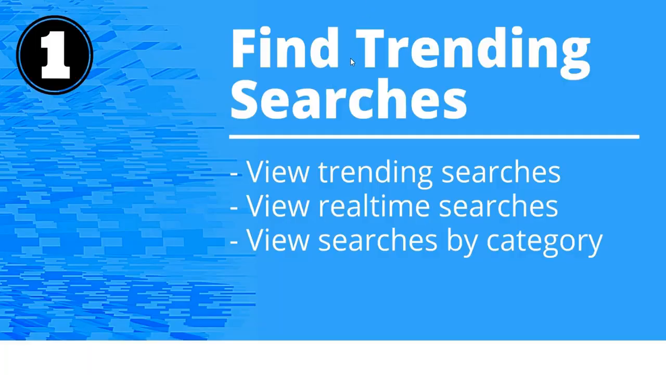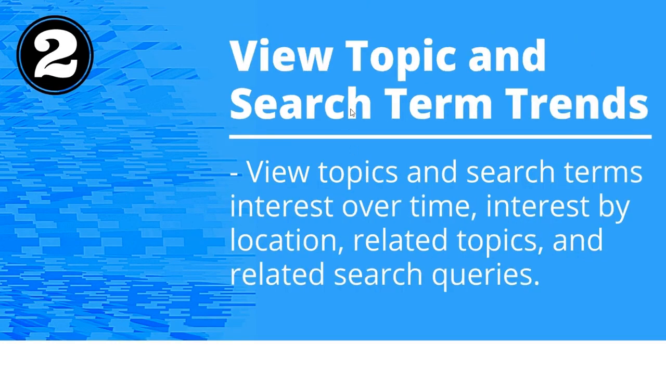So that's going to be number 1, just finding some of the real-time and trending ideas and different things that people are actively typing into Google. So next is going to be to view topic and search term trends. So what you're able to see with this is you can view specific topics or specific search terms, and you can see interest over time, interest by location, related topics, and related search queries.